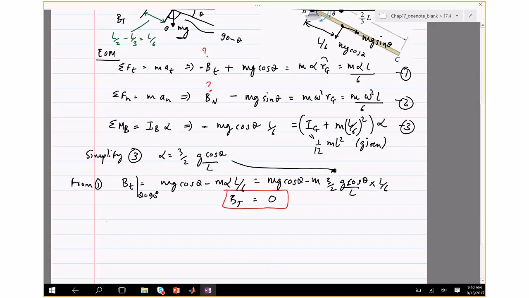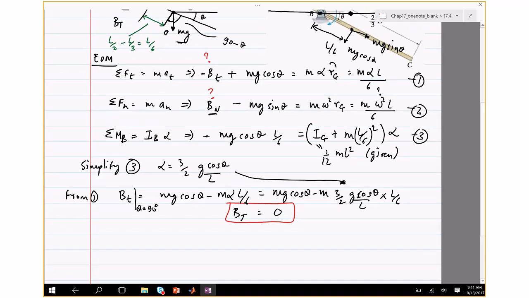Okay, next thing I need to find is Bn. The issue with finding Bn is I need to find omega. I don't know what omega is. I know what alpha is. So in order to find omega, I need to take alpha, integrate it once, find omega at theta equals 90, and then sub it in 2 to get Bn. So let's do kinematics.